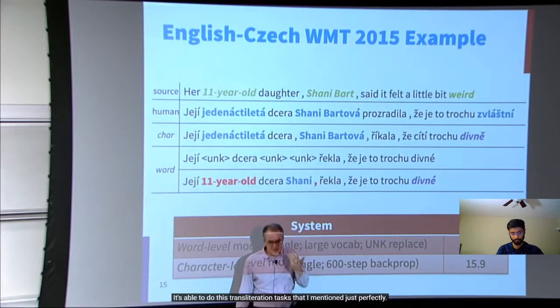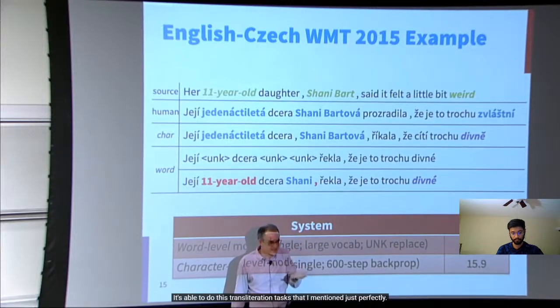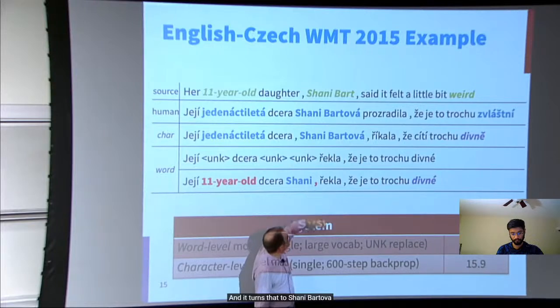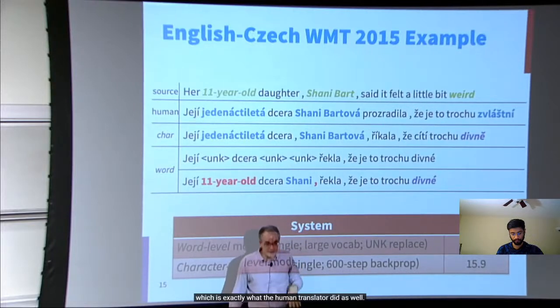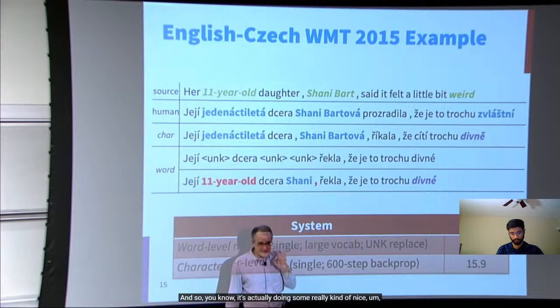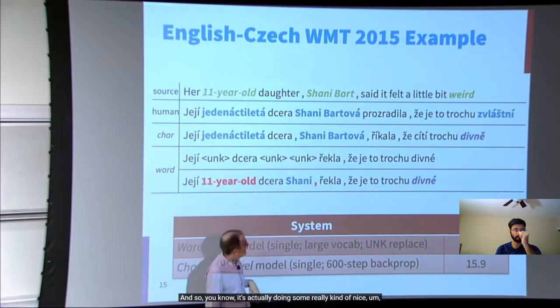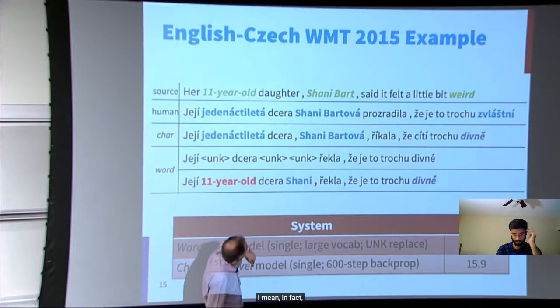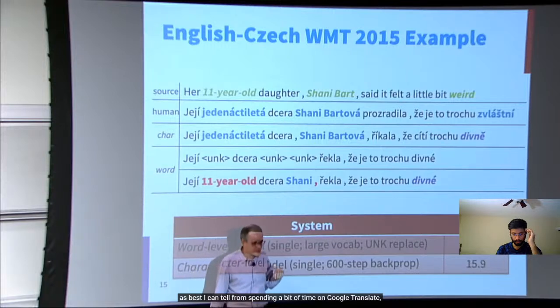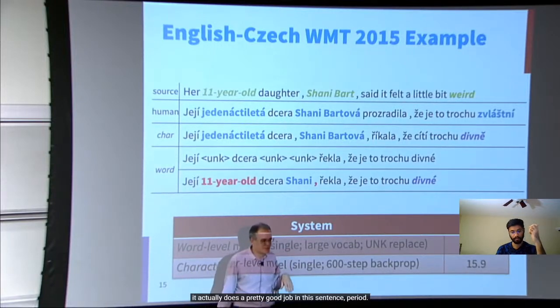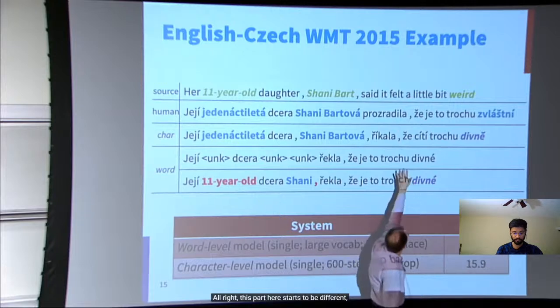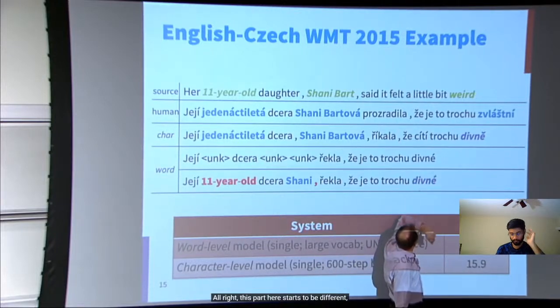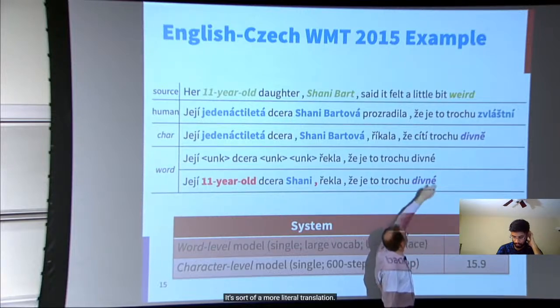It's able to do this transliteration task that I mentioned just perfectly, and it turns that into Shani Bartova, which is exactly what the human translator did as well. And so, it's actually doing some really nice human translator-like things. I mean, in fact, as best I can tell from spending a bit of time on Google Translate, it actually does a pretty good job in this sentence. Right? This part here starts to be different from the human translator, but it's not actually bad. It's sort of a more literal translation.